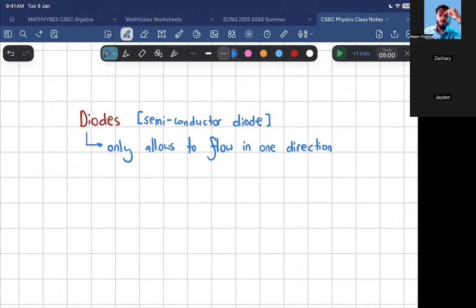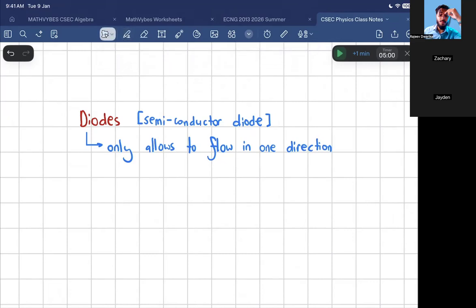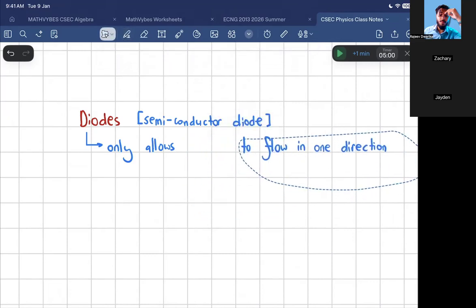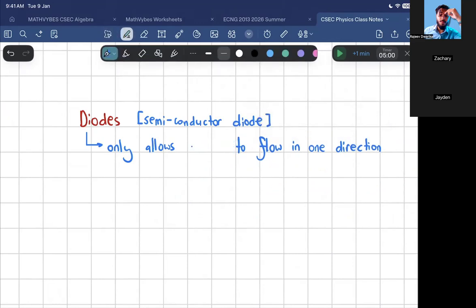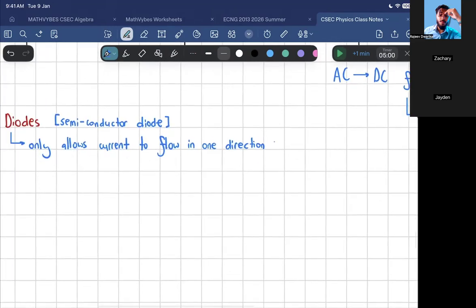Exactly. When you hear the word semiconductor, what does semi mean? Half. So it's only a conductor half of the time. If the voltage is negative, it won't conduct. So it only allows current to flow in one direction. And when it flows, what bias do you call that? Forward bias or reverse bias? Forward bias. Okay, you guys remember. That's good.